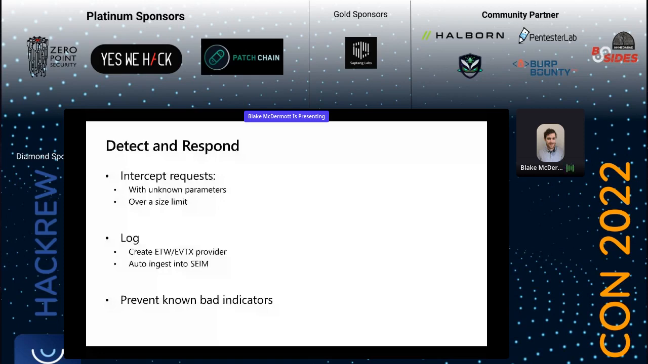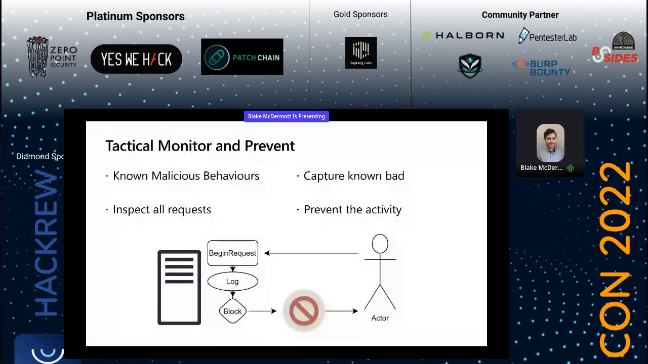For example, we get full access to the request and response of all traffic. If we're responding to an incident and we know that an actor is using a specific web shell, file name, parameter, whatever, we could install an IIS module that detects those malicious indicators and blocks them quietly.